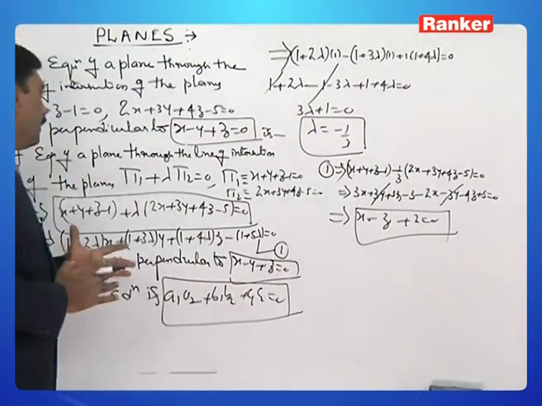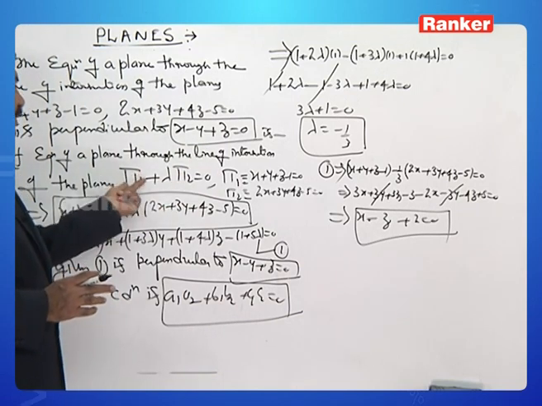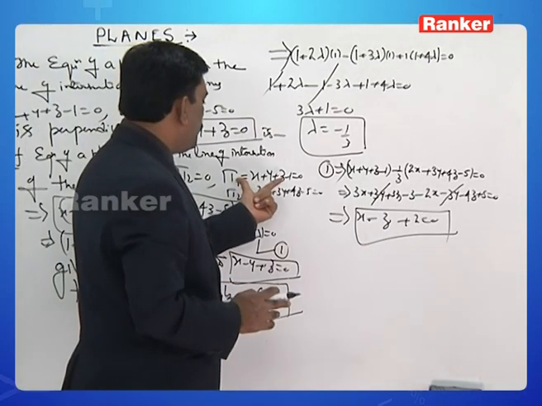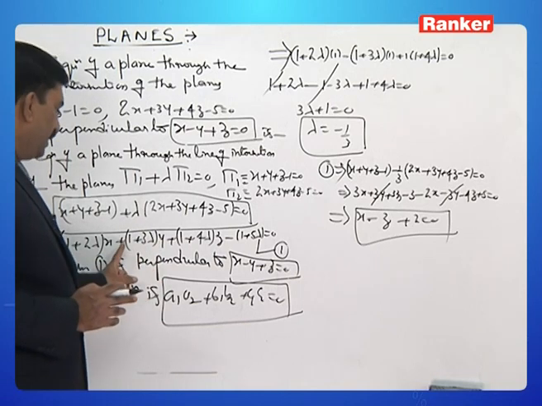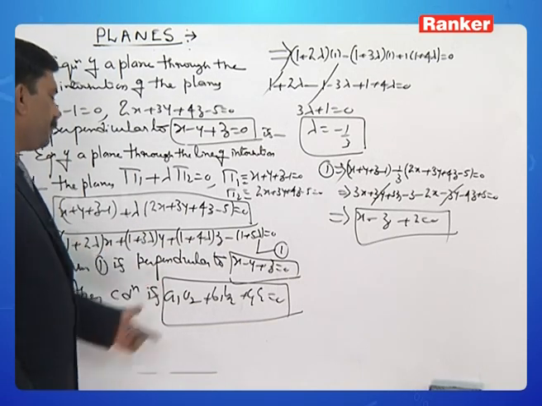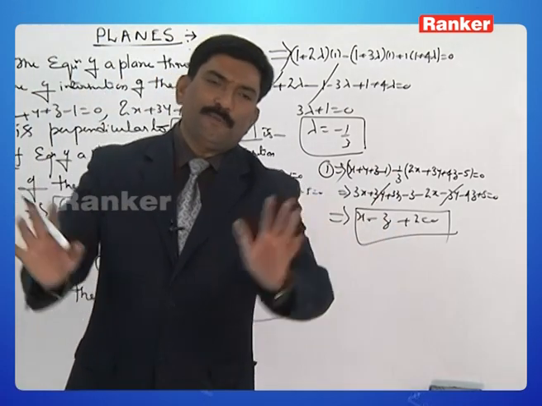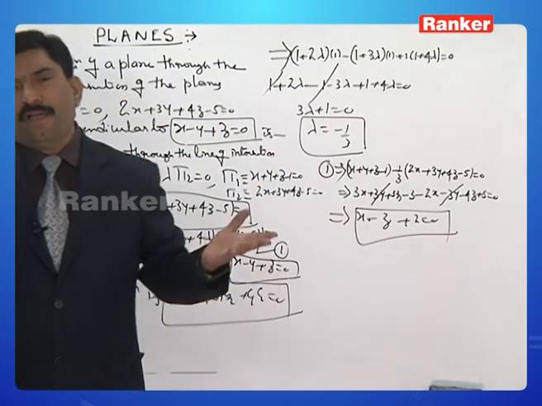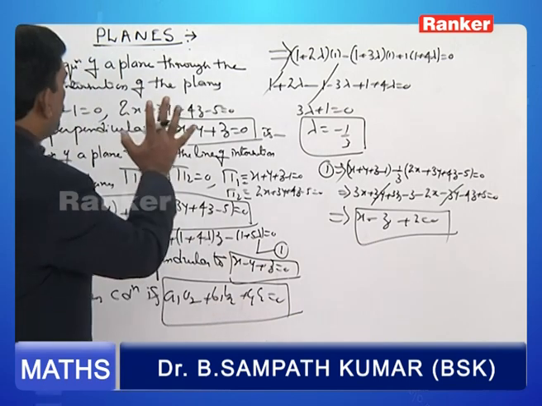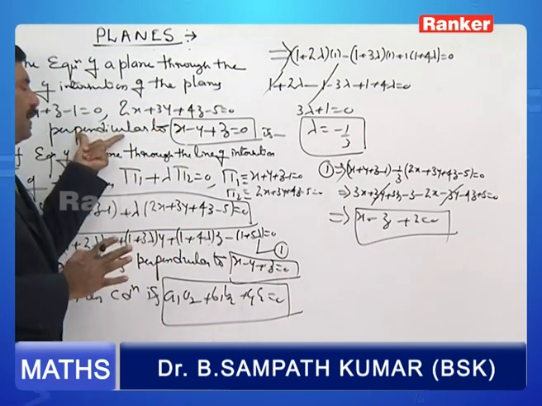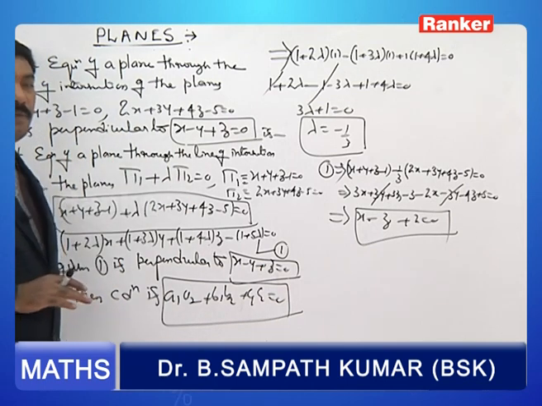So what we followed is that the equation of the plane through the line of intersection of these two planes is plane 1 plus lambda into plane 2 is equal to 0. Plane 1 is given by this, plane 2 is given by this. Substitute, arrange in standard form. This plane is perpendicular to this. We know already, when any two planes are perpendicular, a1 a2 plus b1 b2 plus c1 c2 is equal to 0. If they are parallel, a1 by a2 is equal to b1 by b2 is equal to c1 by c2. The same problem can be given with parallel instead of perpendicular. This is parallel to what? x minus y plus z is equal to 0.